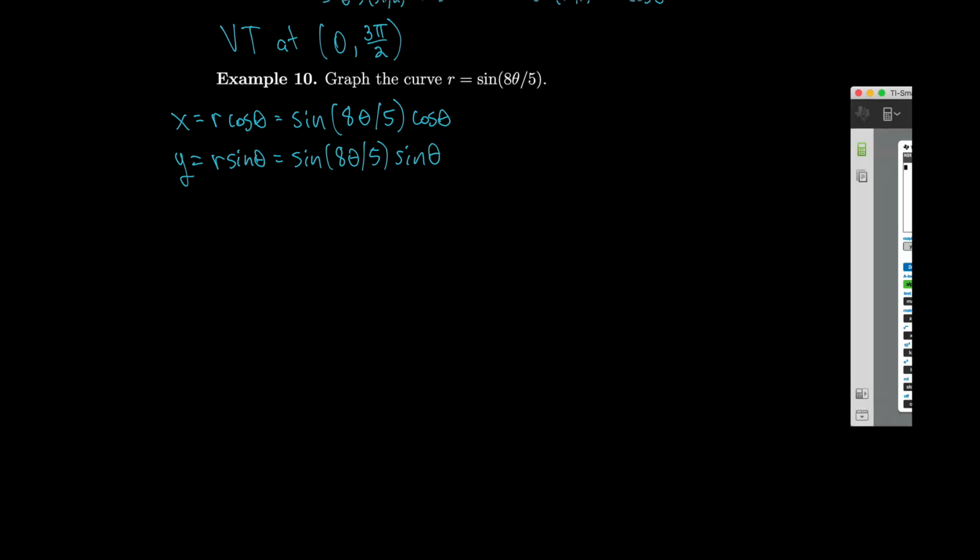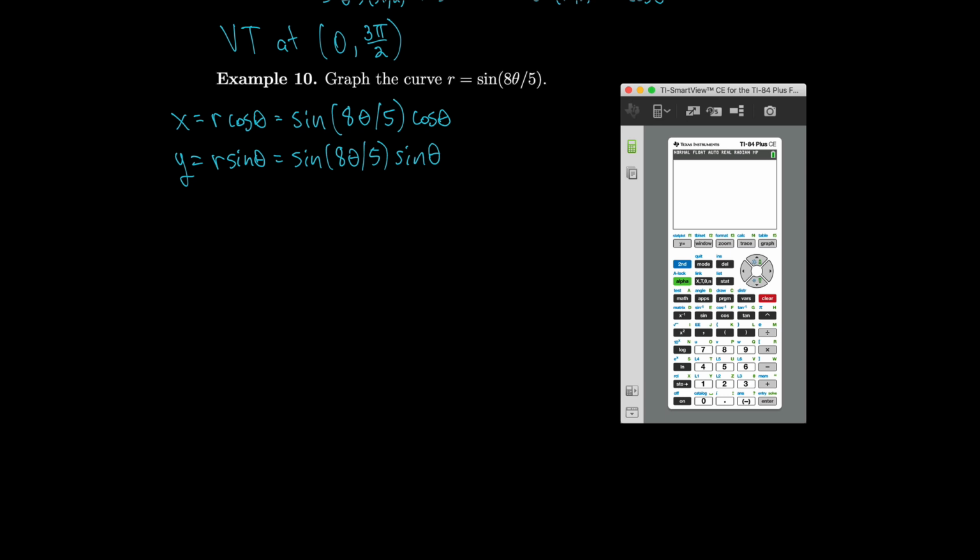So if we pull out our handy dandy calculator emulator, how about we try going to mode, and we'll try parametric. Then for x, we'll put in sine of 8, we'll use t, divided by 5, cosine t, and then sine of 8t over 5 sine t, and we'll hit graph. I'll try zooming in a little bit.